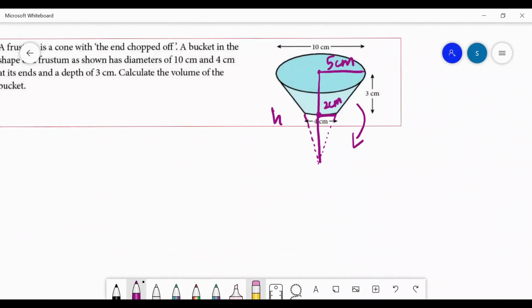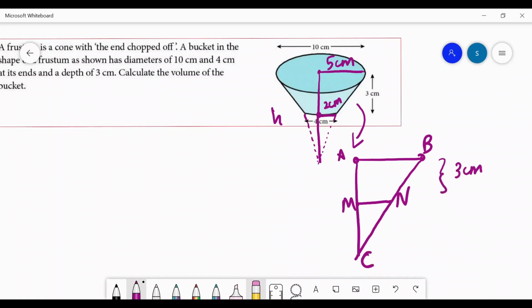So let me just try to redraw this again clearly so that it's easier for you to understand. Let me take this point as A, B. Let's take this as M, N. Let's take this as C. This is 3 centimeters, that's the depth of the bucket.